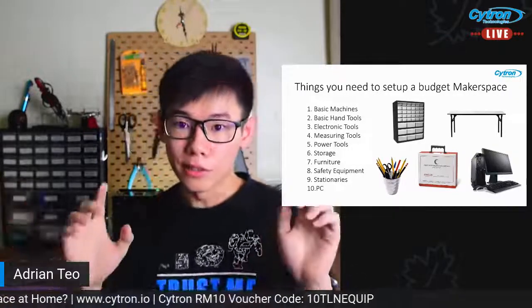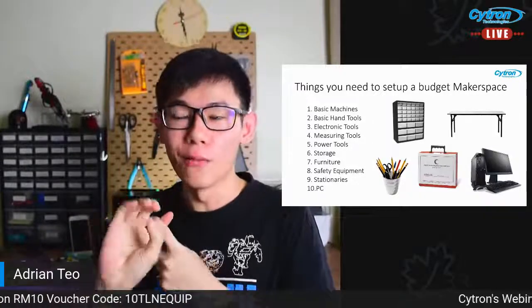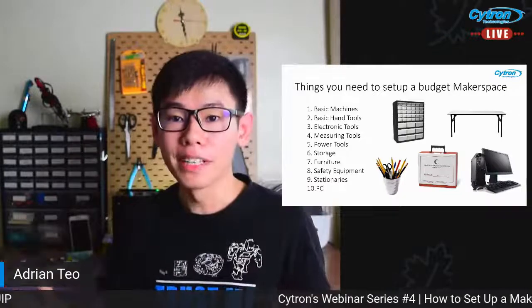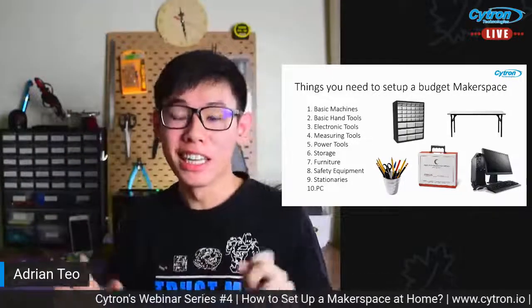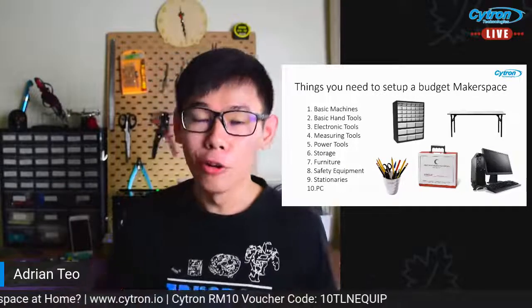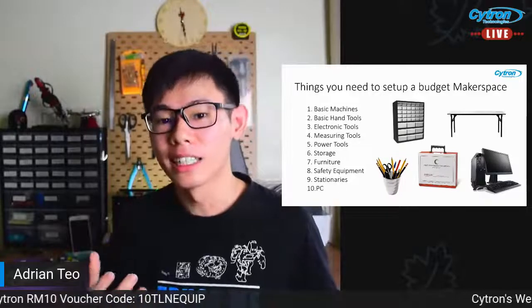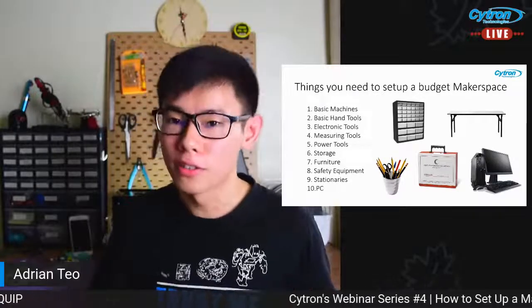Safety equipment includes first aid kit. This actually you cannot avoid. You cannot neglect this part in the makerspace. You really need to make sure that your safety is the priority in your makerspace. You never know when you're gonna get hurt. So first aid kit is very very important. I know most of the households have their own personal first aid kit, and that's fine. But if you don't have a first aid kit, it's actually very cheap, around 50 ringgit.